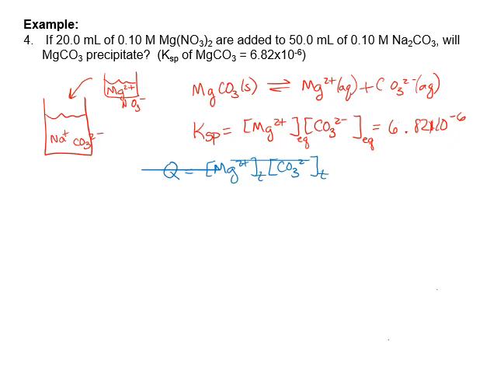So let's evaluate Q. We need to figure out what the concentrations of magnesium ion and carbonate ion would be when we mix the two solutions together. Notice that we're doing two things. We have an original volume and concentration of magnesium ions, but we're mixing that with another solution. So we're going to have to figure out the new concentration of magnesium ions. We start with 20 milliliters, which is 0.02 liters, of magnesium nitrate, and has a concentration of 0.1 molar.